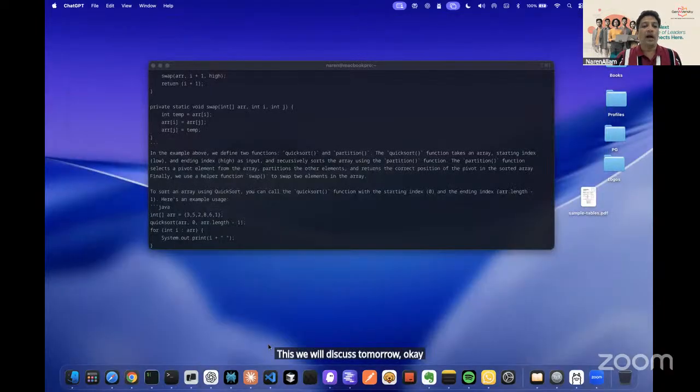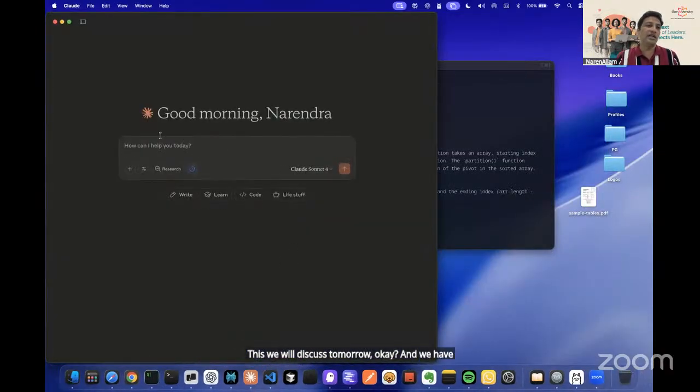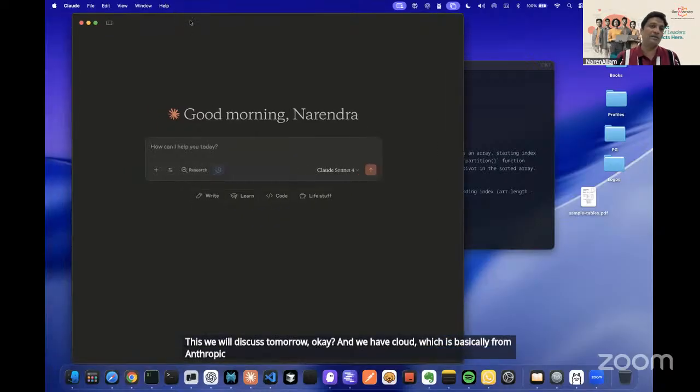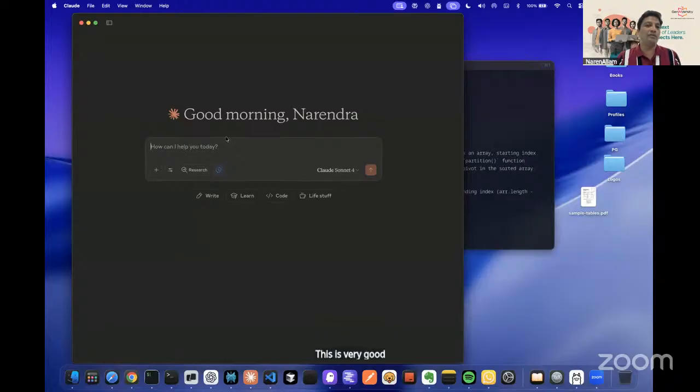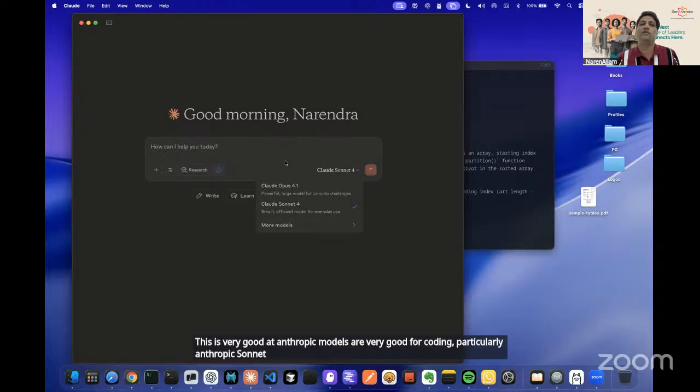And we have Claude, which is from Anthropic. Anthropic is powered by Amazon. Anthropic models are very good for coding. Particularly Anthropic Sonnet 4 is very good for coding. We use that for our day-to-day activities.